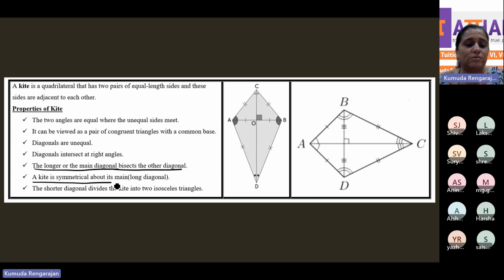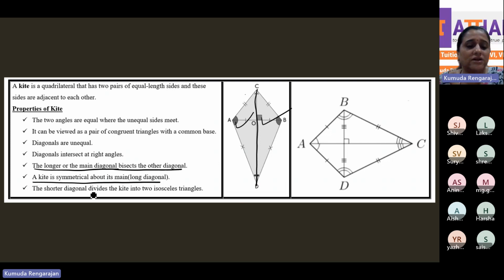A kite is symmetrical about its main or the long diagonal. Symmetrical meaning the two pieces on either side of the longer diagonal are identical. This is the longer diagonal. These two triangles are identical.